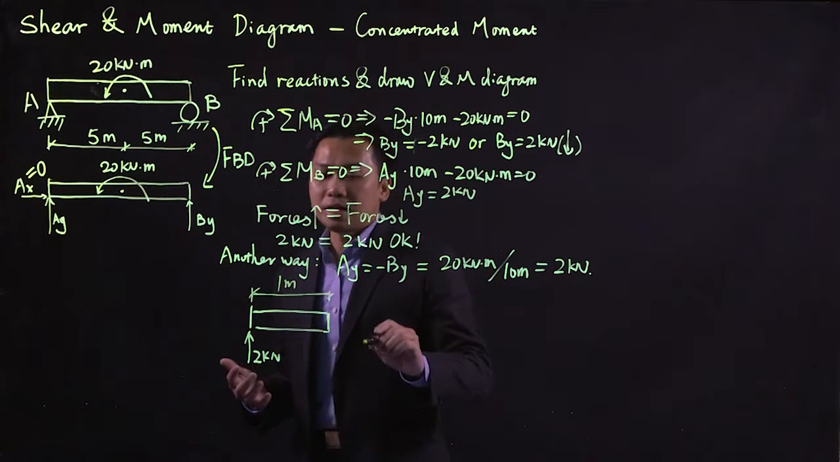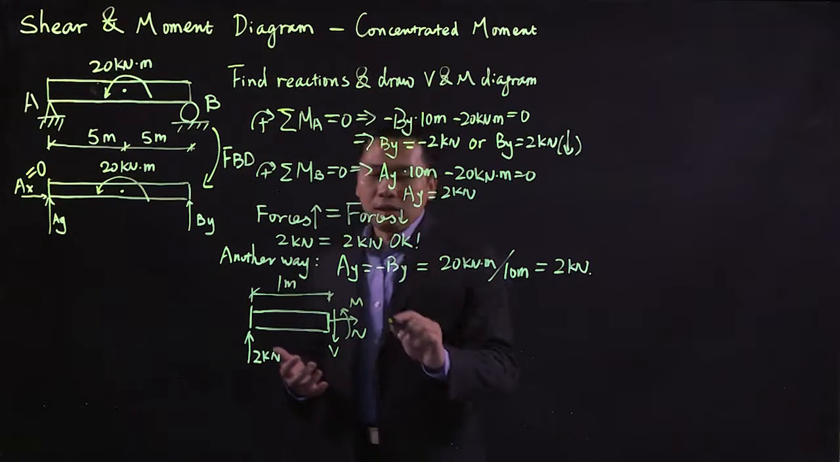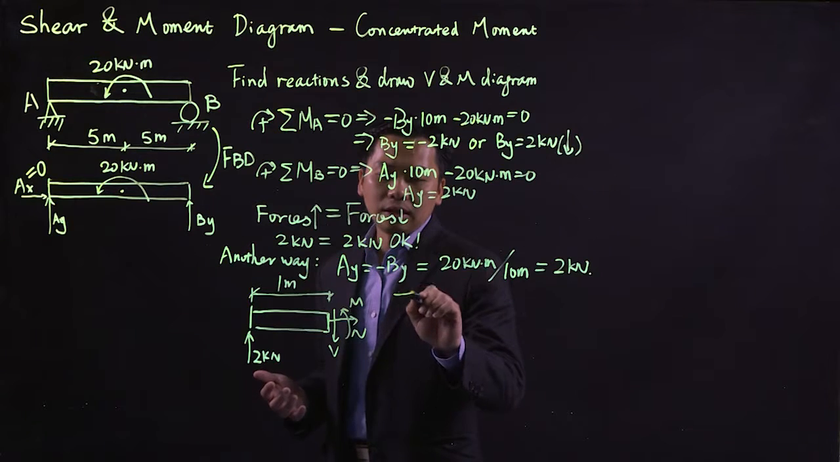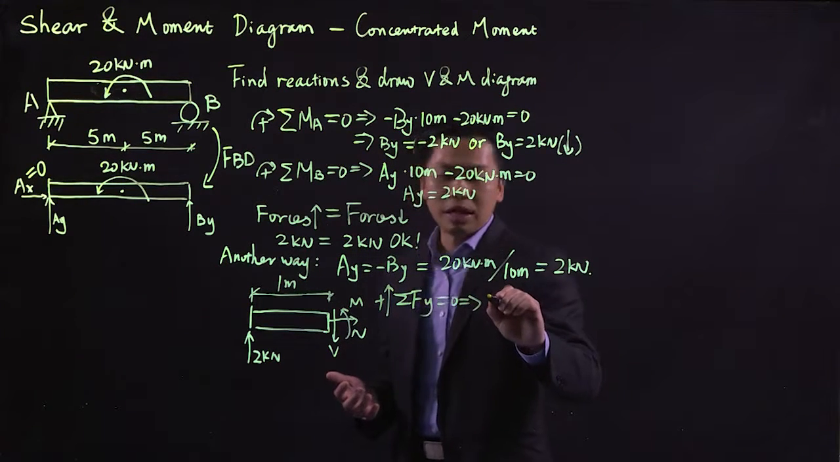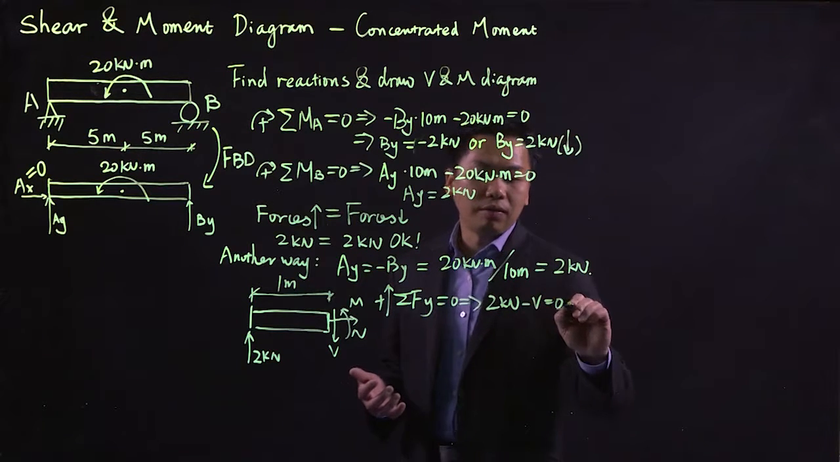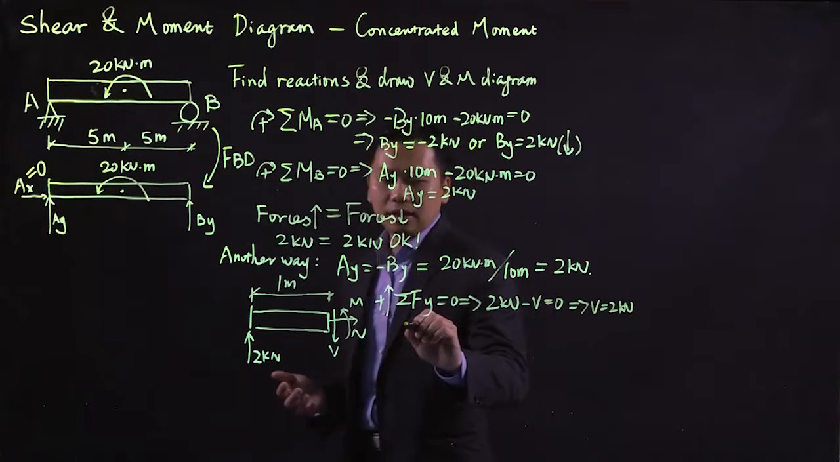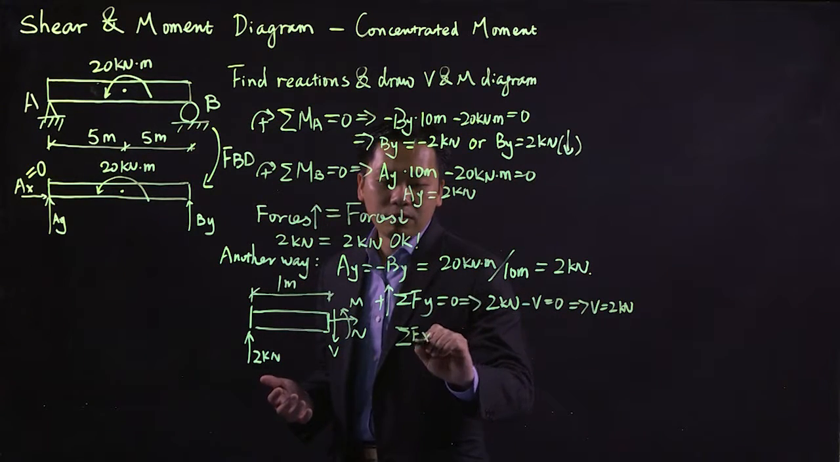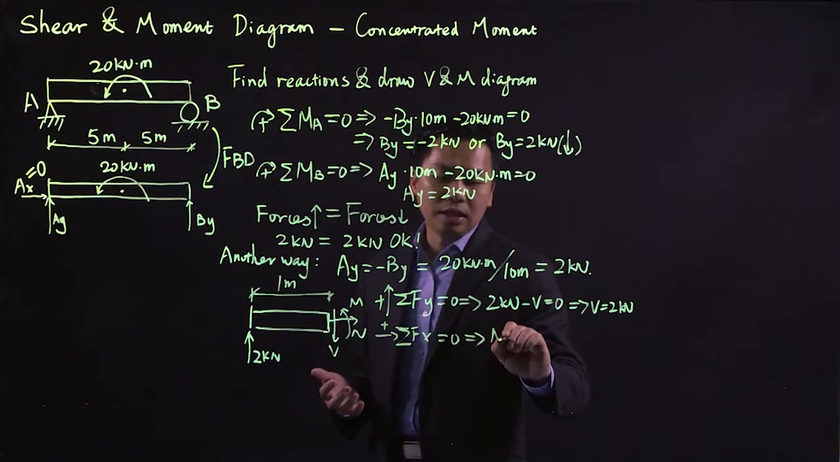On the section being cut, we're going to have our shear, axial, and our moment. To find the shear, we can sum the forces in the y direction, with upward as positive. If we do that, we're going to have 2 kilonewtons minus V equal to 0. Therefore, V is equal to 2 kilonewtons. And if we sum the forces in the x direction, we know that our N is equal to 0.